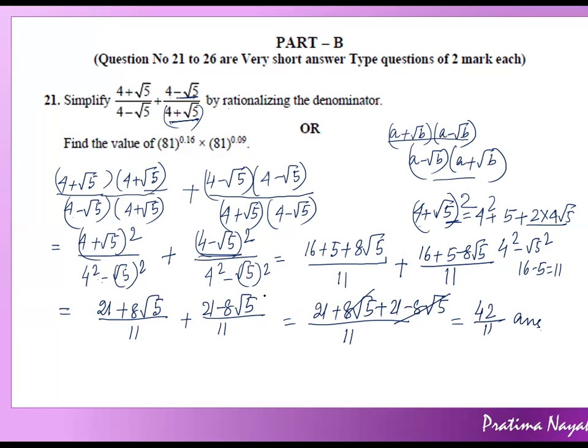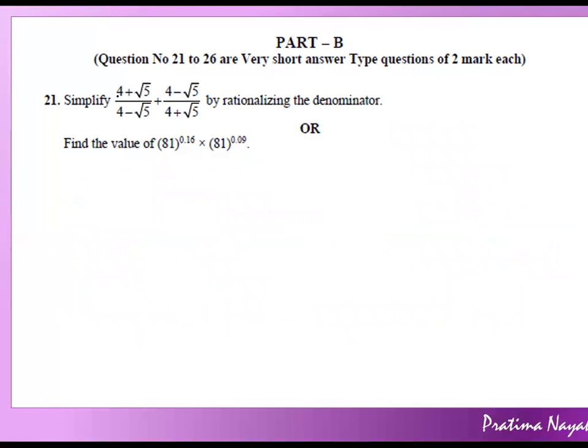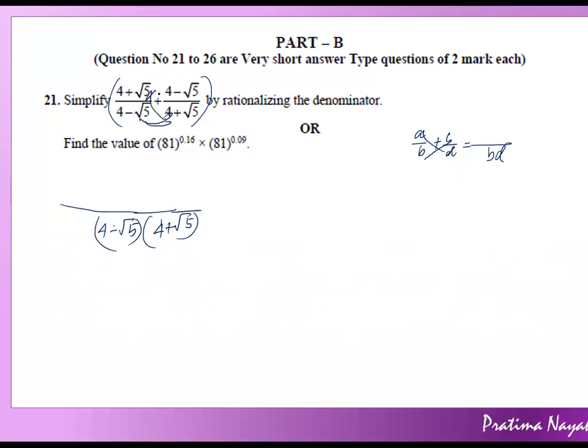If you can note this down, I'll show you another method. It is a shorter method than this. Not very short, but I'm showing this method now. What we'll do is just go on simplifying, like a by b plus c by d. What you get is bd as the LCM, where d is multiplied here and c is multiplied here. So I'll write 4 plus root 5 into 4 minus root 5 as the LCM, the product of these two, and this will be multiplied here.